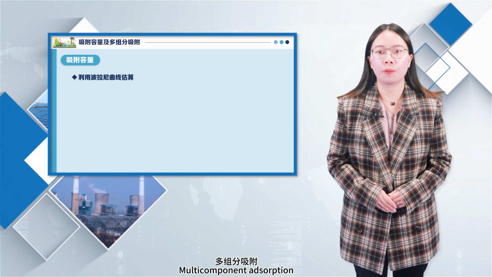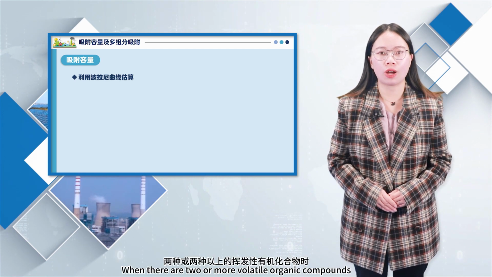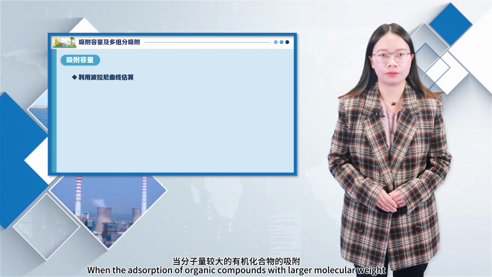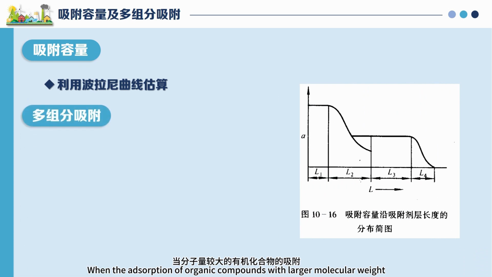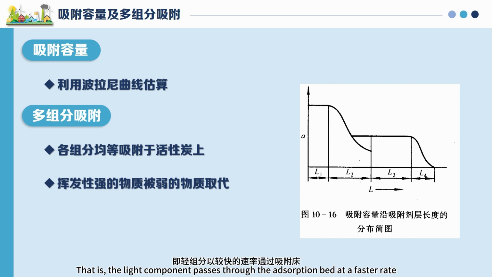Multi-component adsorption exists in airflow when there are two or more volatile organic compounds. When organic compounds with larger molecular weight are adsorbed, they tend to replace those with low molecular weight. That is, the light component passes through the adsorption bed at a faster rate. Therefore, the separation of the light component and the heavy component can be realized.